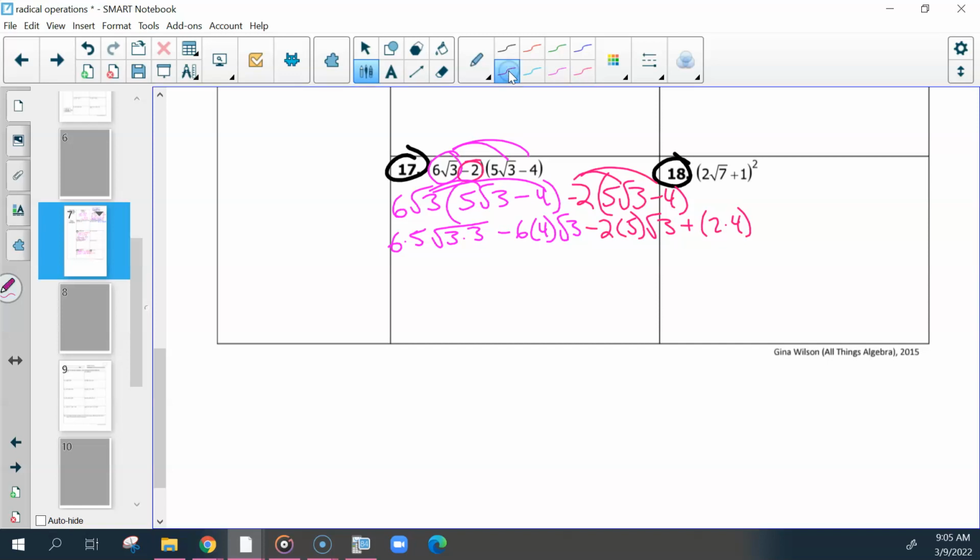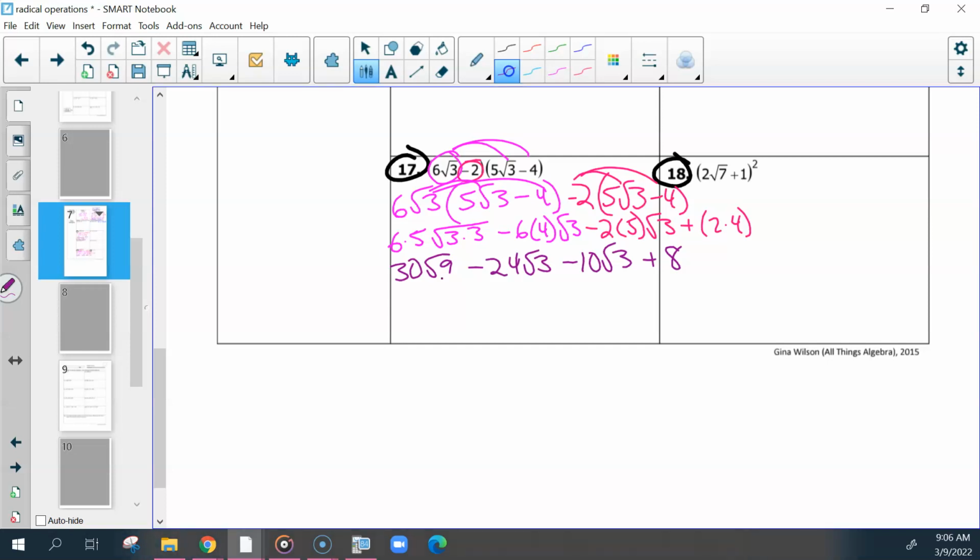And then we can start simplifying. So going down the line, we have 30 times the square root of 9 minus 24 times the square root of 3 minus 10 times the square root of 3 plus 8. If you see that these are like terms, you want to go ahead and combine them, you can do that now. You can wait till the end. That part doesn't really matter as to when.